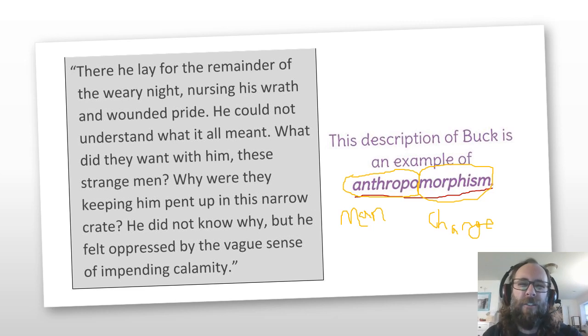When I say the wind screamed, I'm not really changing the wind into a person. You're not supposed to picture a person screaming. But with Buck, we have this thing, anthropomorphizing. I mean, this character is basically a human.